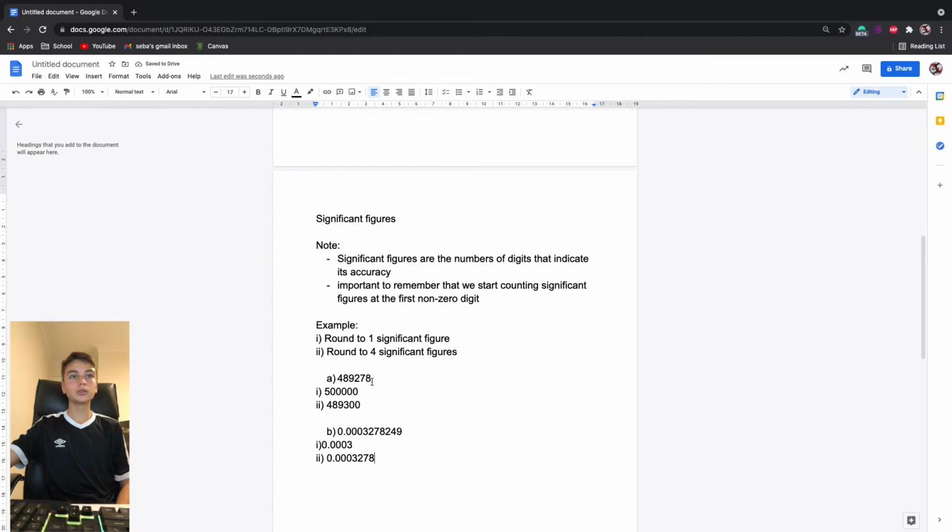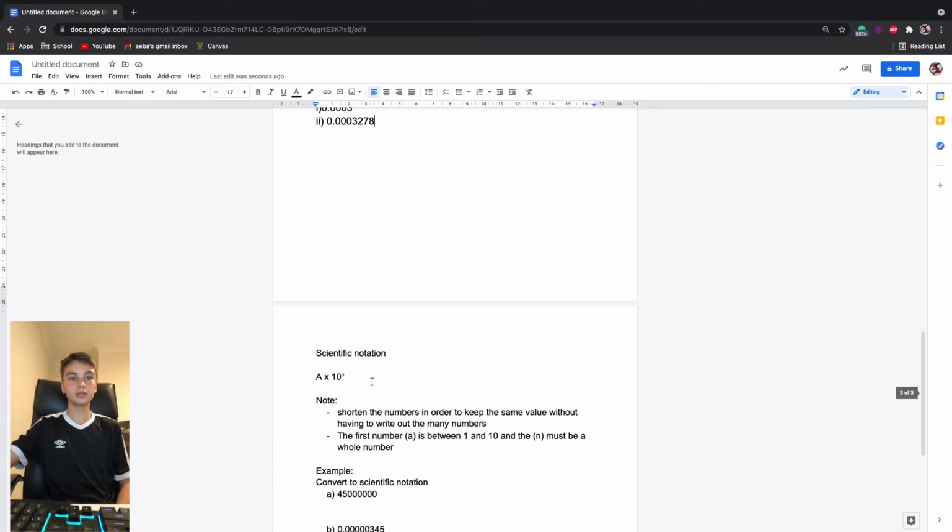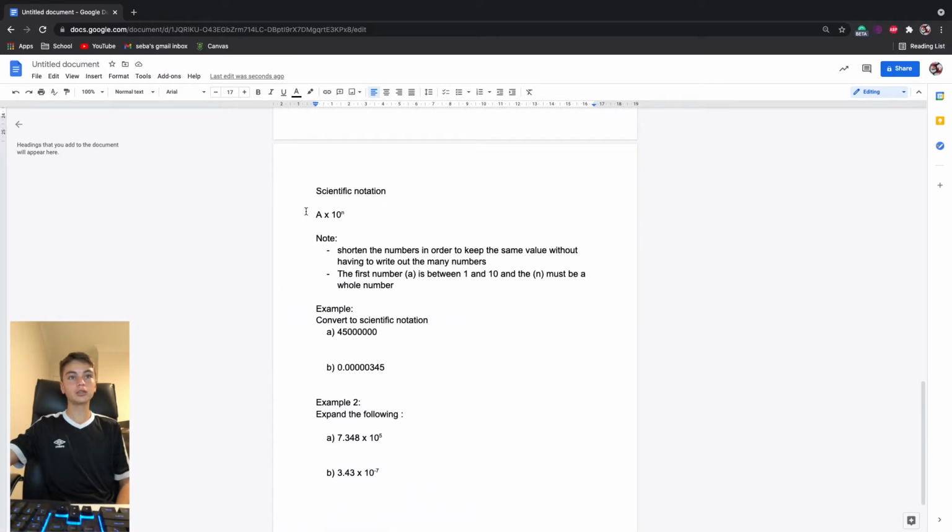Alright, we'll move on to scientific notation now. So this is just a formula that you'd like to use, in which A represents any number between 1 and 10, and the n must be a whole number. So this n, the power, must be a whole number. Basically, this shortens the number in order to keep the same value without having to write any other numbers. So we'll move on to the examples.